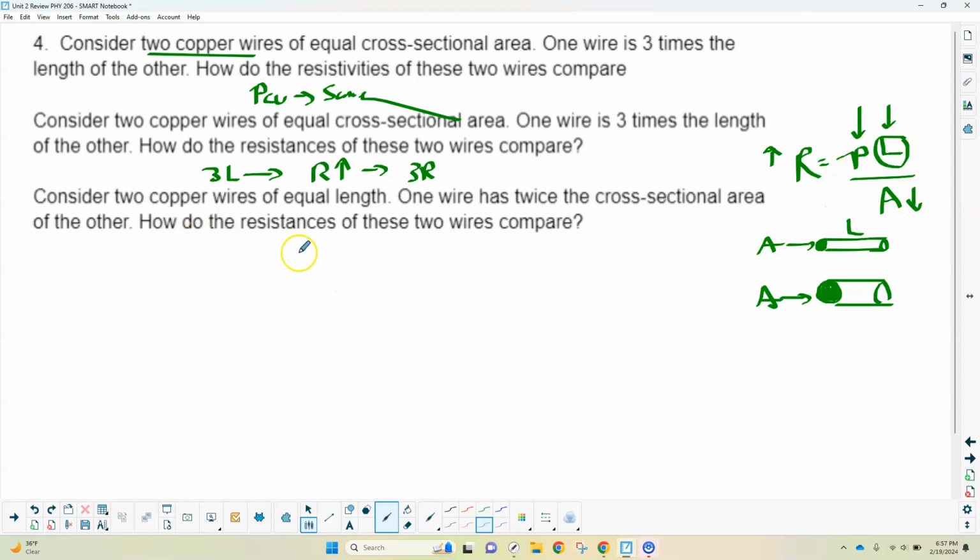The last part here says 2 copper wires of equal length, so length staying the same. One has twice the cross-sectional area of the other. So the area is doubling, and the resistance is actually cut in half. That is the relationship, because as A increases, R decreases. Those are the conceptual ideas that go along with the physical properties of a wire.